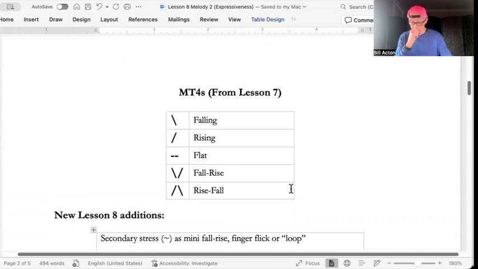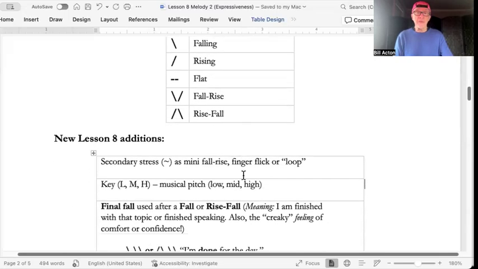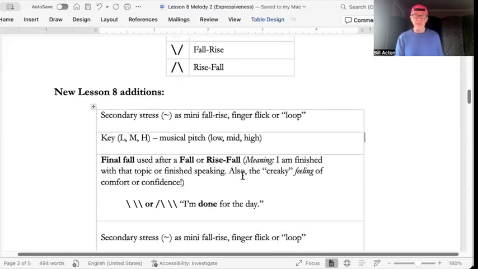So there are the MT4s from lesson 7, the ones we just did: falling, rising, flat, fall rise, and rise fall. Those are the ones from last week. In lesson 8, we're going to add a few other things. You can see the second one on the list there, key: low, mid, high. I just explained that. The one above that says secondary stress.